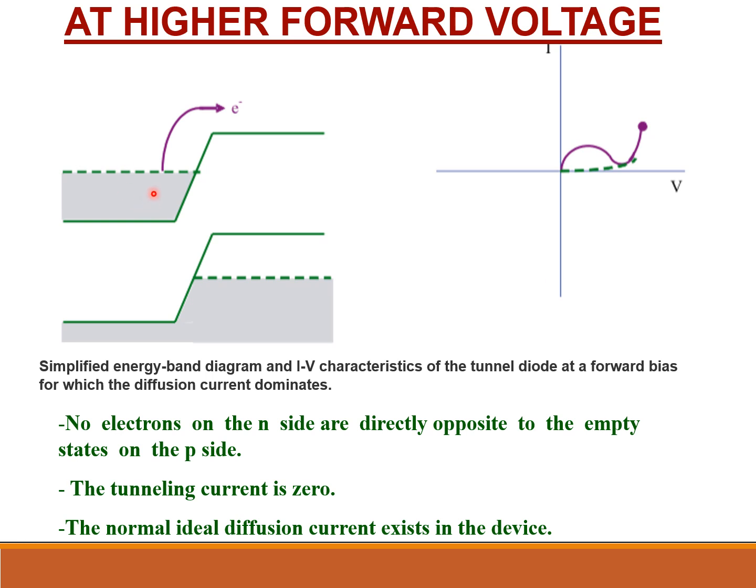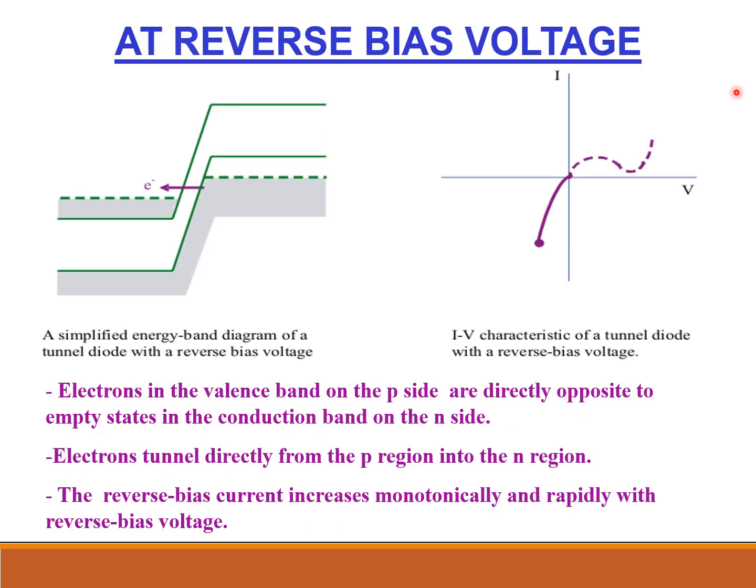When you apply a higher level of forward voltage, there are no electrons in the n side directly opposite the empty states in the p side. At that time the tunneling current is zero. So normally the tunneling current will start to decrease. These are the stages that happen in forward bias.